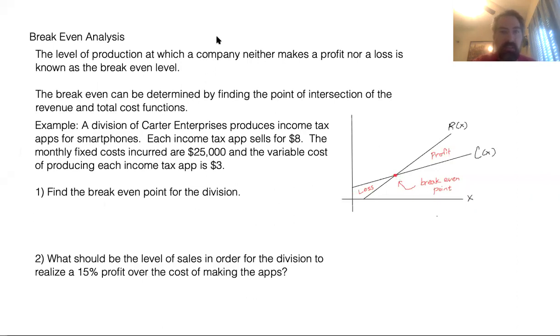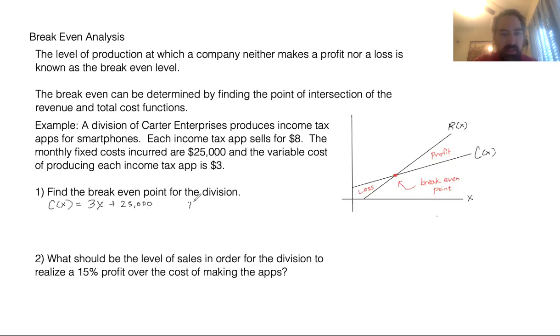So the first thing that I would need to do is to find the cost function. How much does it cost for each app to be produced? That's $3. That's the variable cost. So that's 3 times X, where X is the number of apps produced. And we have also a fixed cost. Even if we were to produce 0 apps, our fixed cost is still $25,000. So our cost function is 3X plus $25,000.